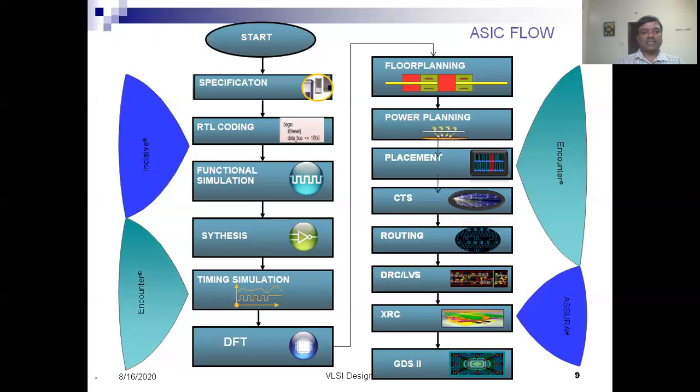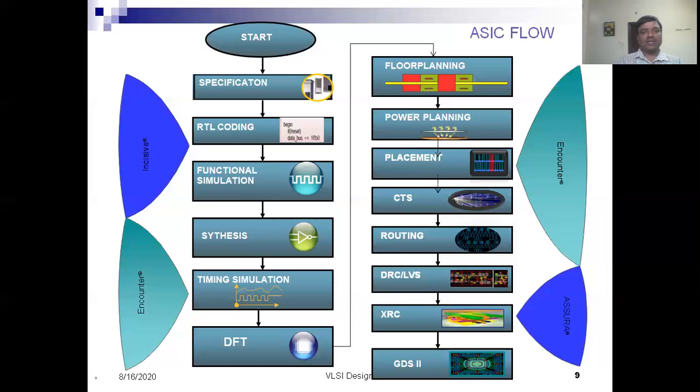Next, from the synthesis, it is given to timing simulation. In timing simulation, the timing delay related parameters are observed. From timing simulation, it is given to DFT. DFT is a fault finding technology, design for testability, where the faults can be observed. The left side, all this part, is called front end design, and the right side, all the blocks, are called back end design. So in VLSI, these are the two basic domains: front end and back end.